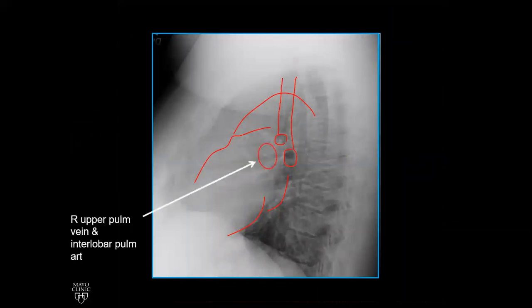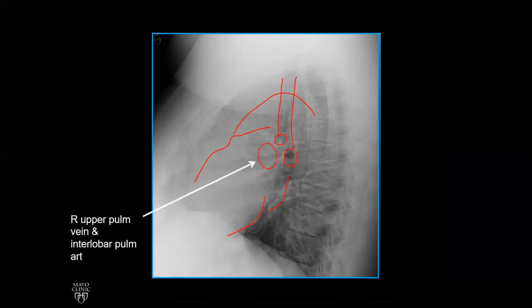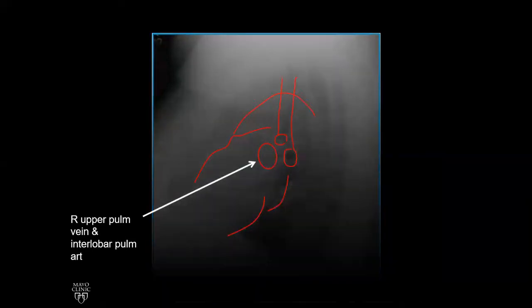All right, moving on. Next, we're going to talk about this area. This is where the right upper pulmonary vein and interlobar pulmonary artery live. Now, in this particular patient that we're using for most of our examples, we don't really see an opacity here, but we'll show you other patients where you do, just to emphasize it's a normal structure. So the right upper pulmonary vein and the interlobar pulmonary artery. So what are those things?